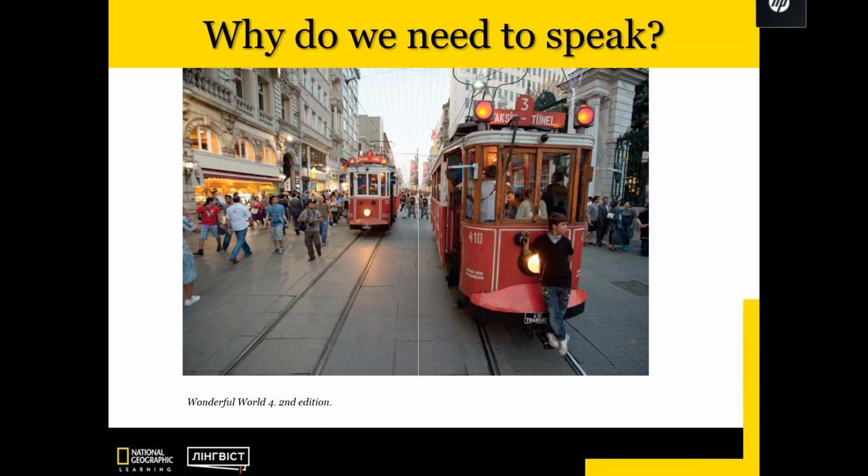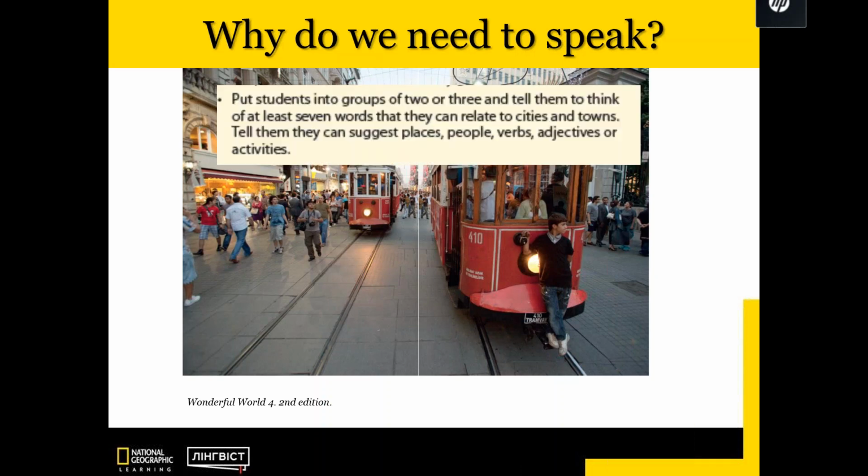So let's have a look at this very picture. You can see the street. It's quite a crowded street with some transport, right? So what can you do with this picture? And here come several tips from the lesson planner. For example, put the students into groups of 2 or 3, depending on how old they are and on their relationship, and ask them to think of at least 7 words they can relate to cities and towns.